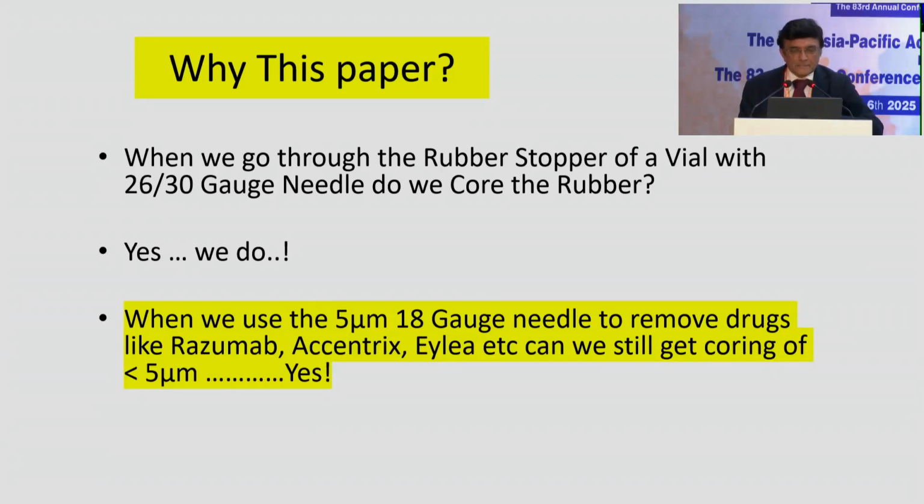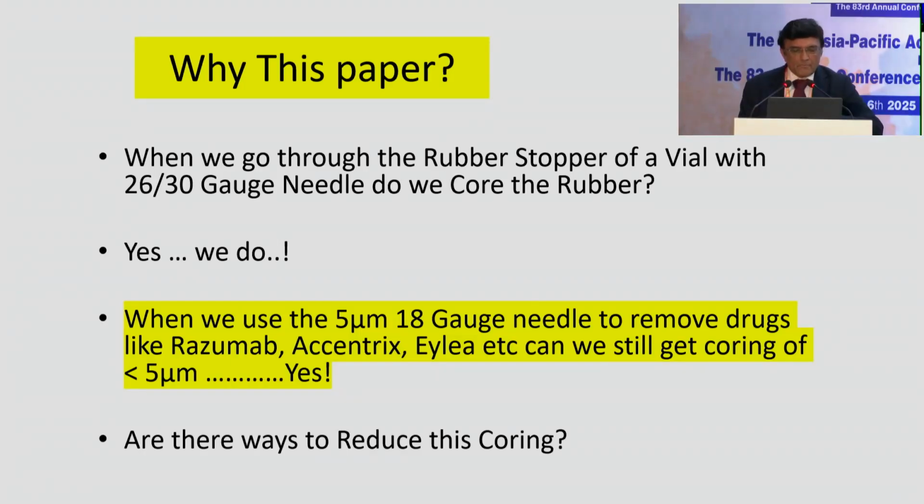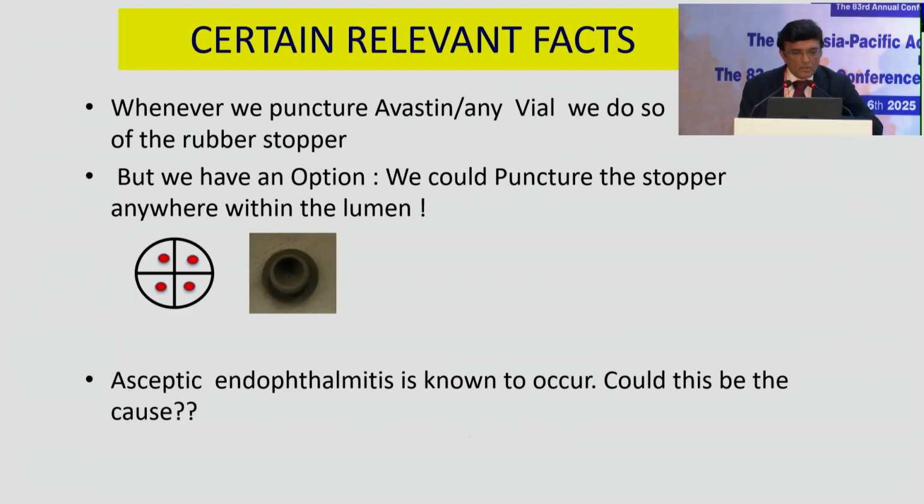Yes, it will be less than 5 micron in size. Are there ways to reduce this coring? Whenever we puncture any vial, whether it's Avastin or any other vial, we can go through any of the parts of the lumen. It could be in the center or the sides.